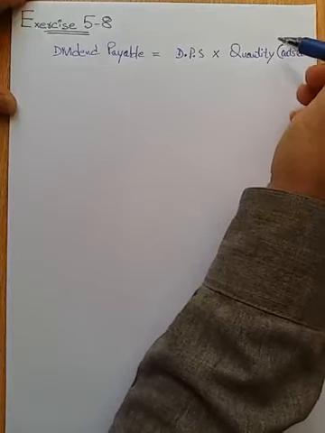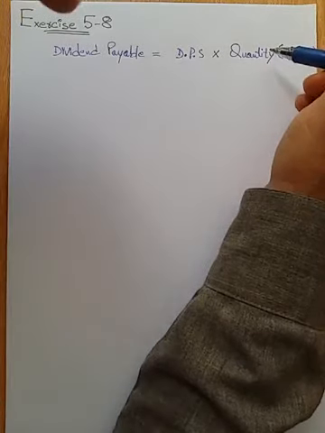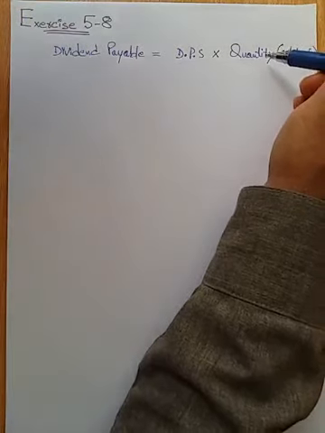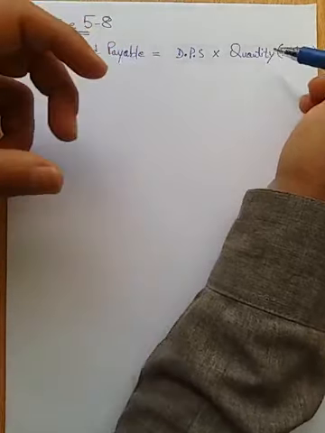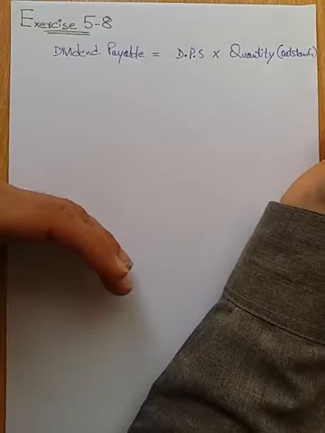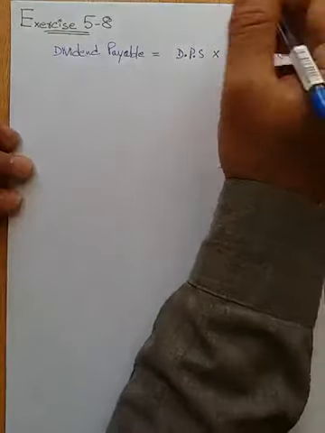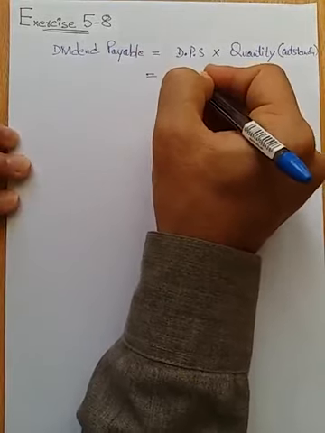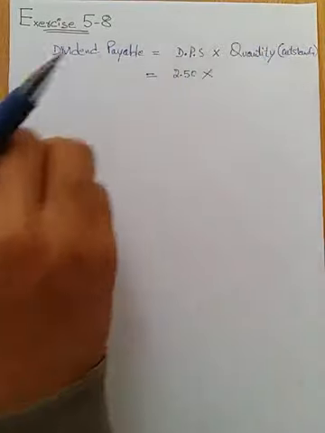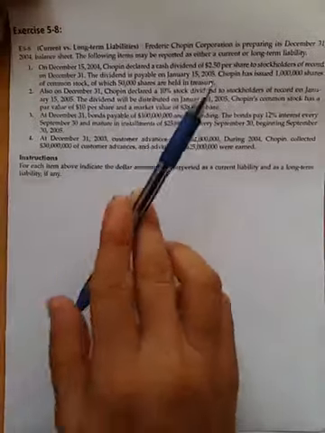There is a difference between issued and outstanding. Sometimes shares are issued and some of them are then purchased back by the company. If the company itself buys back some of its shares, they become treasury stock. Now in the numerical, our dividend per share is $2.50. Let's see if the quantity is shared with us.